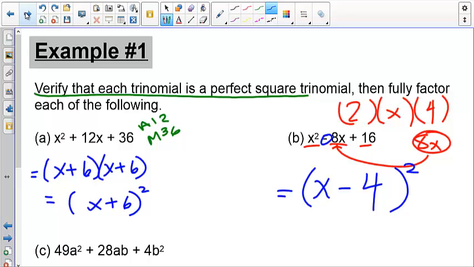Again, you could use factoring a simple trinomial, the adds to, multiplies to. The two numbers you're looking for are minus 4 and minus 4. That's why it's a perfect square trinomial.